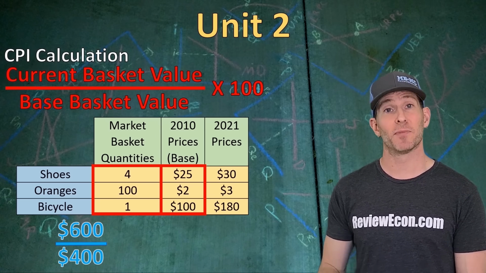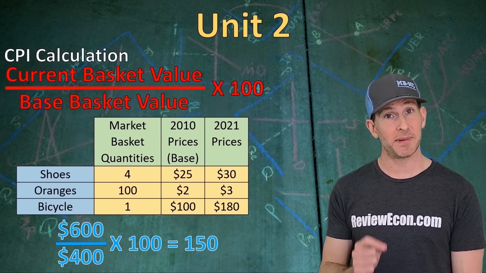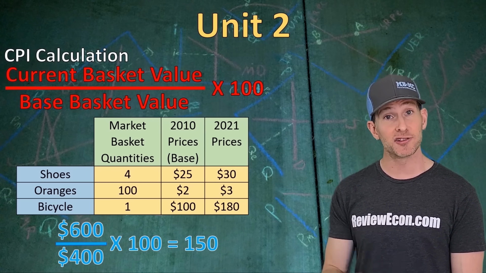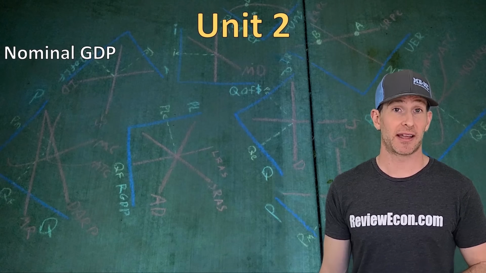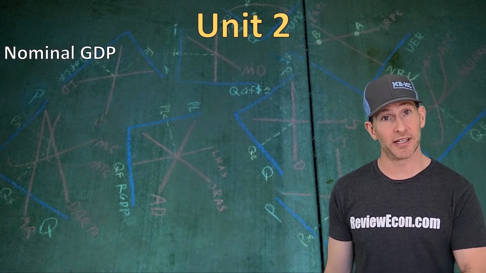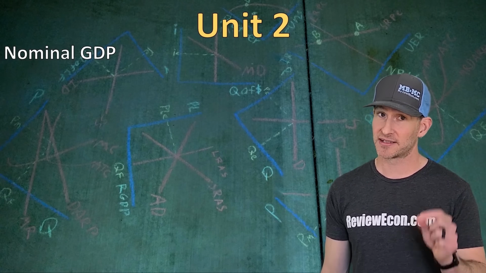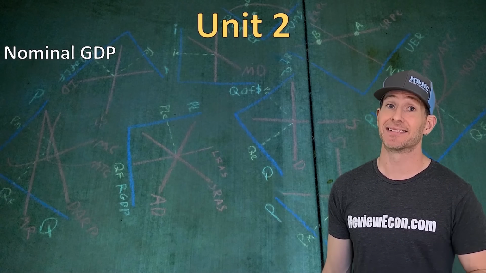Now divide and then multiply by 100 to give us a CPI for 2021 of 150. Next up, we're going to look at the difference between nominal and real GDP. As always, the difference between nominal and real is inflation.